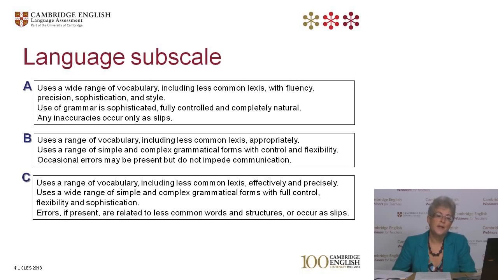So let's have a look at the descriptors for the language subscale then. On this slide you can see three descriptors. One descriptor is for band 5, one is for band 3 and one is for band 1. Just read them and have a look closely at the differences between them, especially at how different adverbs and adjectives are used to differentiate between those descriptors, and see if you can decide which descriptor is band 5, which is band 3 and which is band 1, and you can type your answers into the chat box.